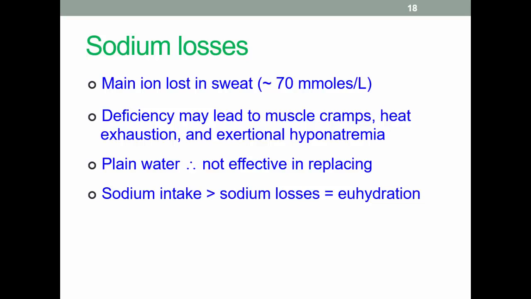Hyponatremia is low sodium concentration in the blood. It is generally defined as a sodium concentration of less than 135 millimoles per litre of blood. There's another definition there. Euhydration is a process of returning to a normal level of hydration. Given sodium losses, this can't be achieved by water alone.